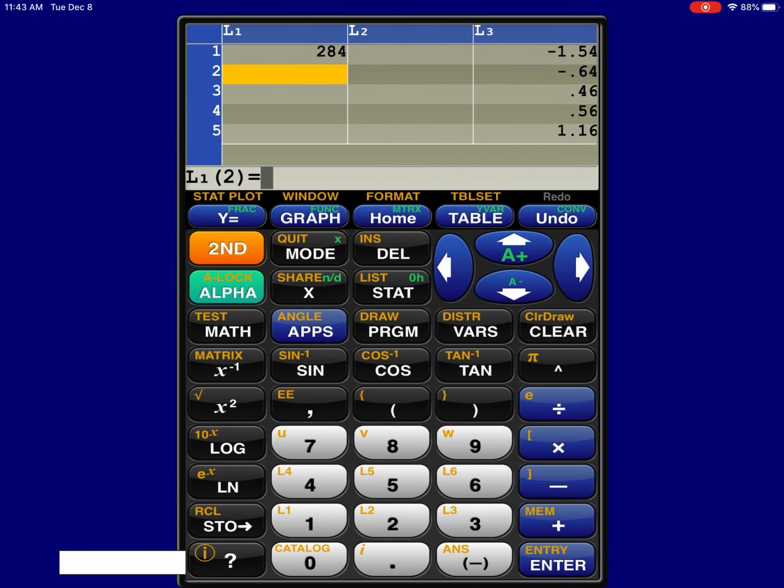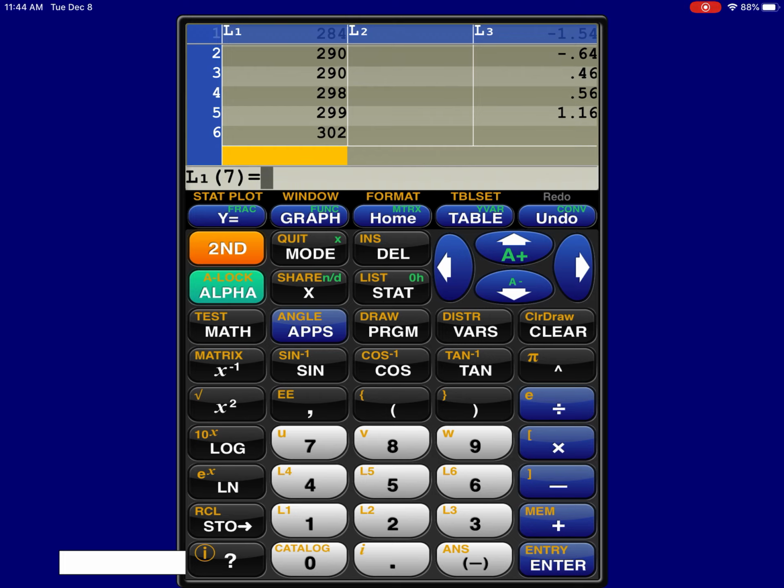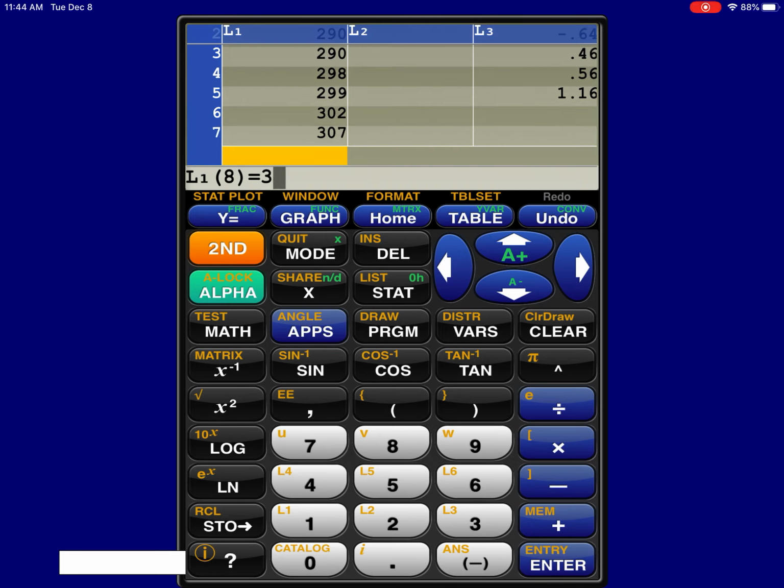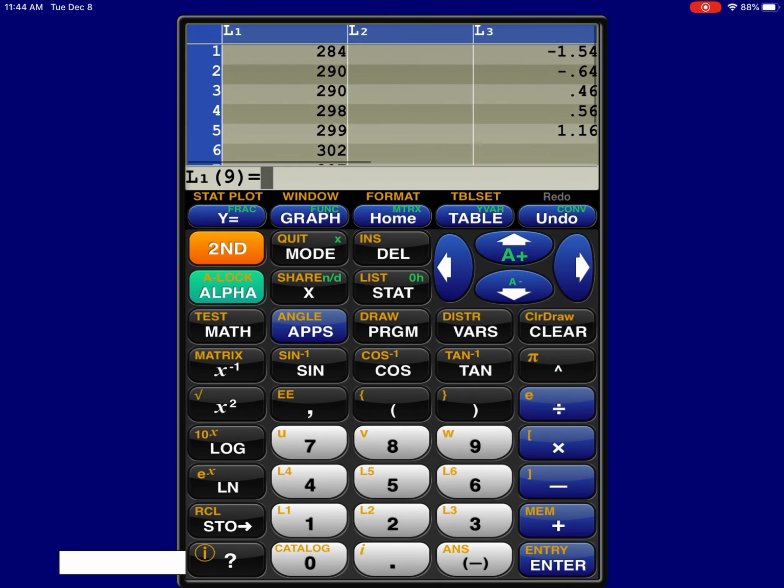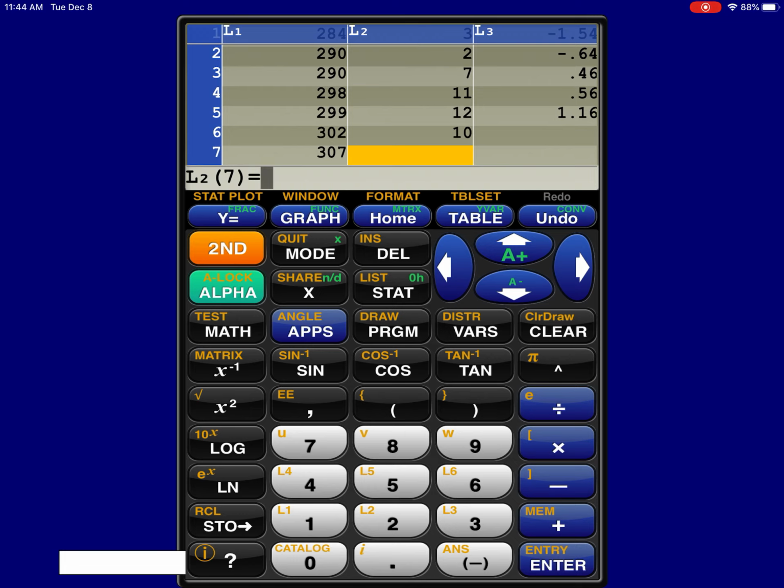284, 290, 290, 298, 299, 302, 307, and 309. And I'm going to go ahead and put in the clutch size, which is the number of eggs. 3, 2, 7, 11, 12, 10, 8, and 9.